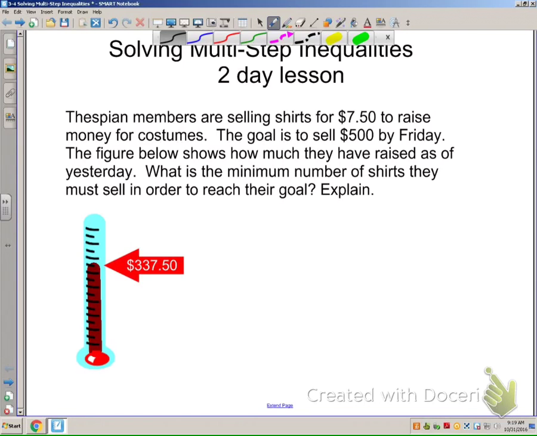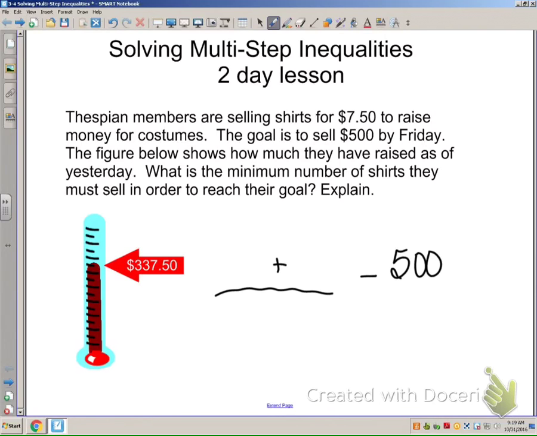So when I'm thinking about this problem, there's a couple things that I think about. I know that we've got to add some money together, and then we want that to be either more than $500, the goal was $500, so we want it to be equal to, or even better, more than our goal. It's great if you're doing a fundraiser to go above and beyond. It'd be amazing if they raised $1,000. So far, I know that they've raised $337.50. And I know that each shirt they sell is $7.50.